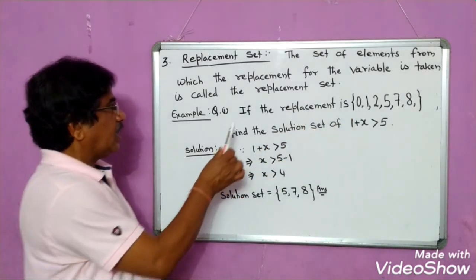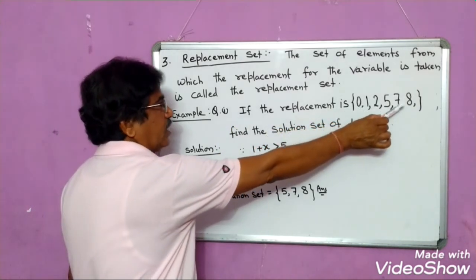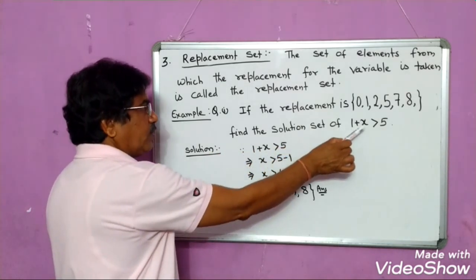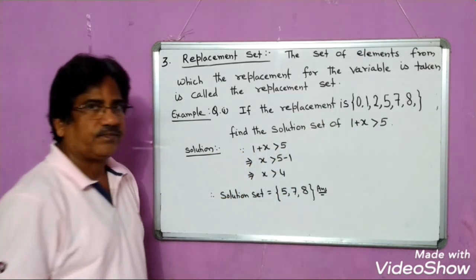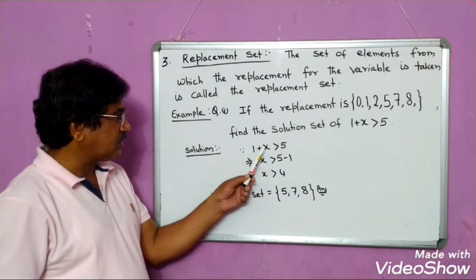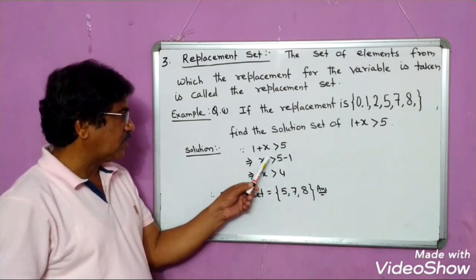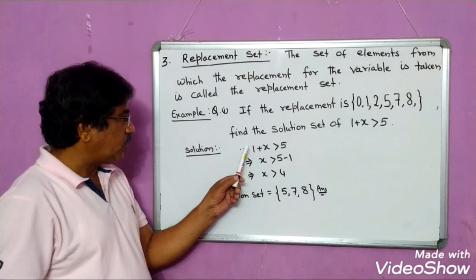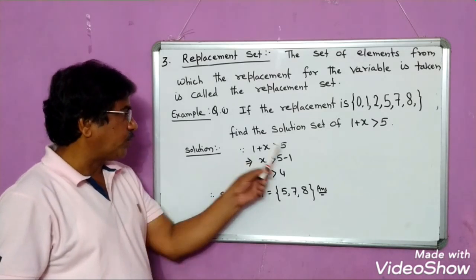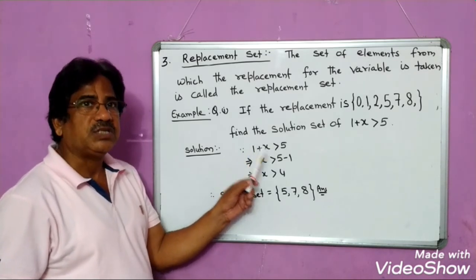For example, if the replacement set is {0, 1, 2, 5, 7, 8}, you have to find the solution set of the inequation 1 plus x greater than 5. So we will solve this first. 1 plus x is greater than 5. This implies that x is greater than 5 minus 1. Because whenever you transfer a term from left to right, the sign of that particular term will change.